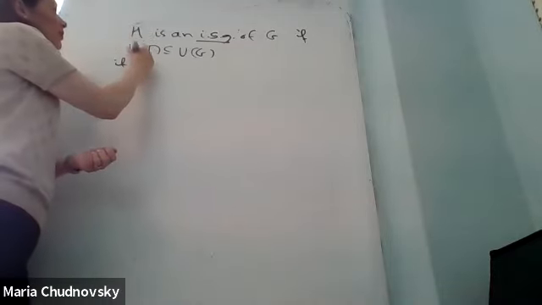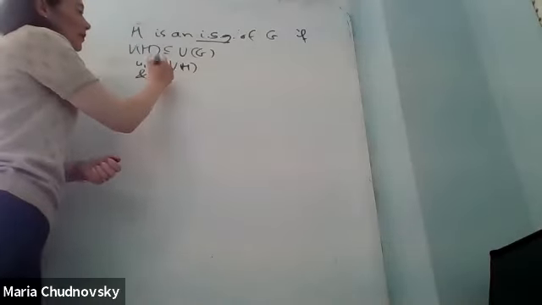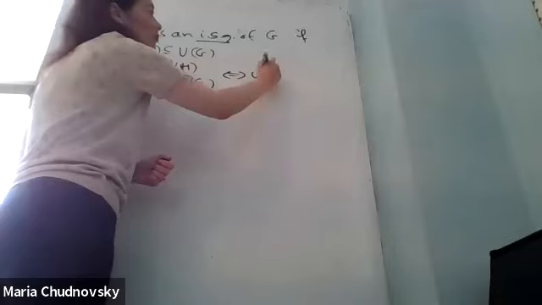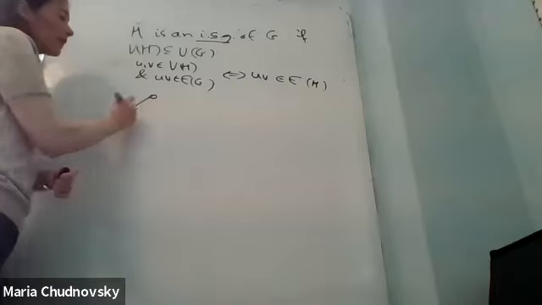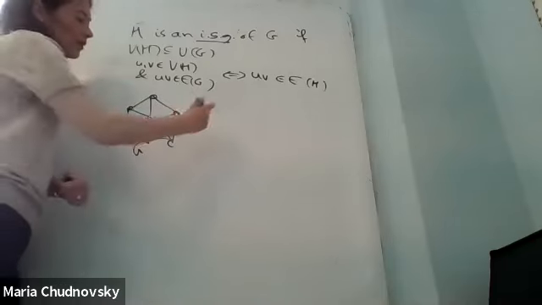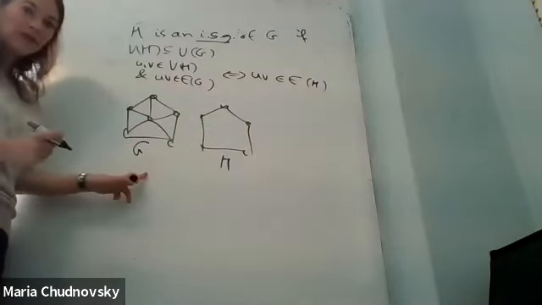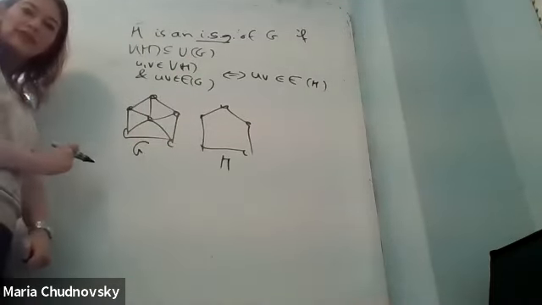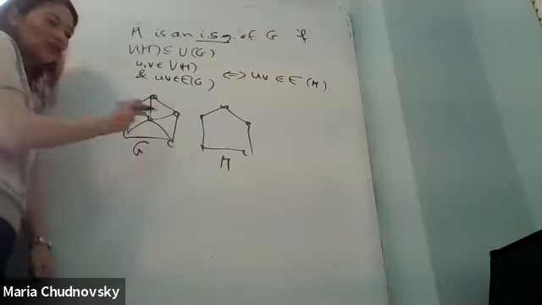And if u and v are in H, then uv is an edge of H if and only if uv is an edge of G. Okay, so let's do an example. If I start with this graph, so let's call this G, then if I look at this H, this is an induced subgraph of that, because to get this from that, you delete this middle vertex, and otherwise, a pair of vertices that was adjacent in G is still adjacent in H.